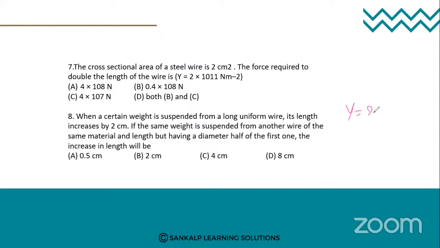Young's modulus is given as 2 into 10 to the power of 11. Then the area of cross section is given as 2 centimeters square. We need to calculate the force required to double the length. Same way as the third question you solved, you can try this. Young's modulus is equal to stress upon strain. So stress is force by area. The cross-sectional area is given, and the force required to double the length.